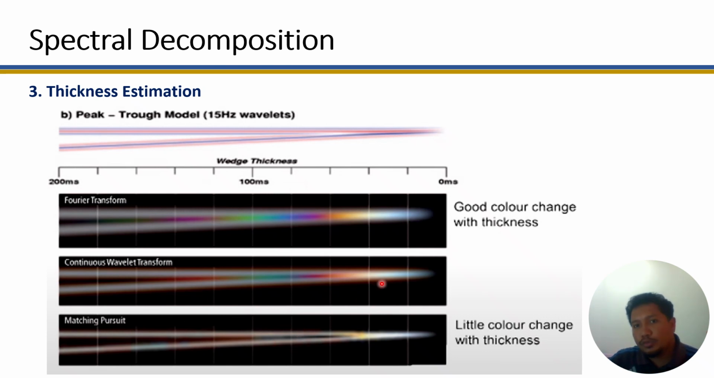This gives us a good vertical resolution, but it means that we can't really use matching pursuit very well for estimating thickness. So the Fourier transform result gives us this range of color, so we can start to look at thicknesses.